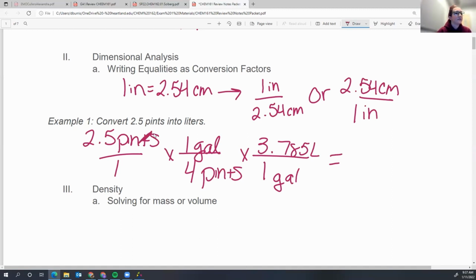But I know these. Notice my units are going to cancel out. I have pints, gallons, and I'm left with liters, which is what the question is asking. All right, so you multiply all your numbers on the top, divide by numbers on the bottom, so divide by 4, and I should get 2.4 liters as my answer. Okay, notice I rounded to 2 sig figs because I had 2 in my problem here. Okay, all right.